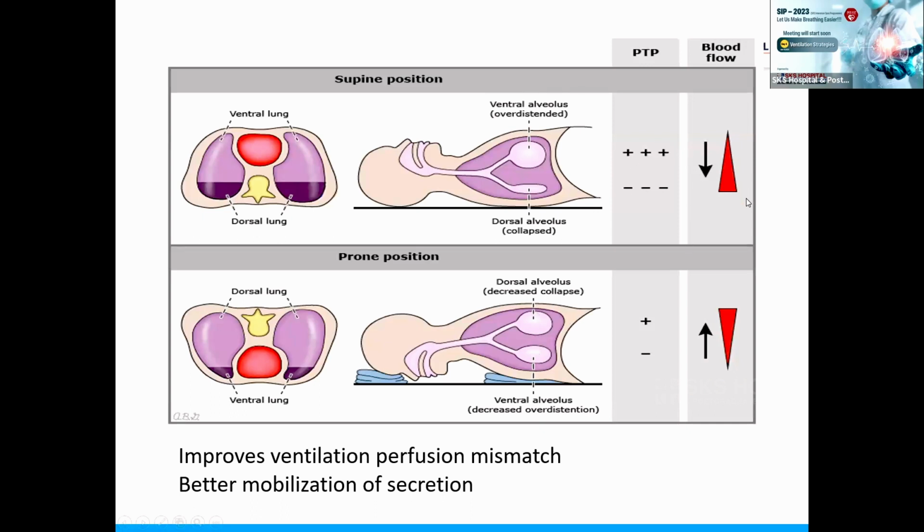So the ventilation perfusion mismatch that was there in the supine position comes down in the prone position. Whenever the ventilation perfusion mismatch comes down, your oxygenation improves. The shunt improves and the oxygenation improves. That is how the prone position helps.